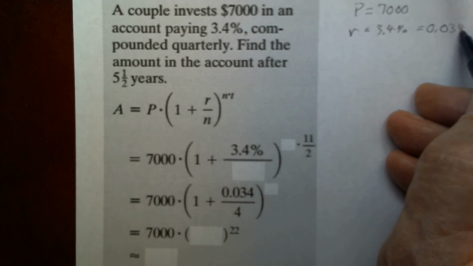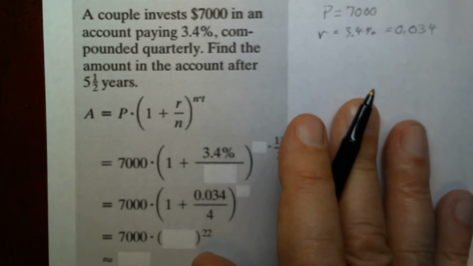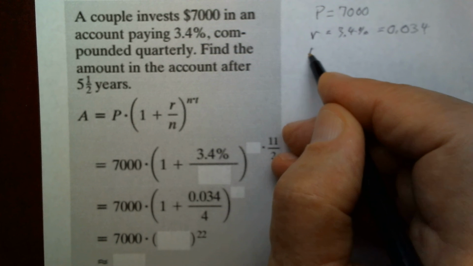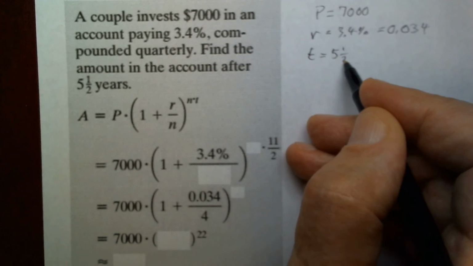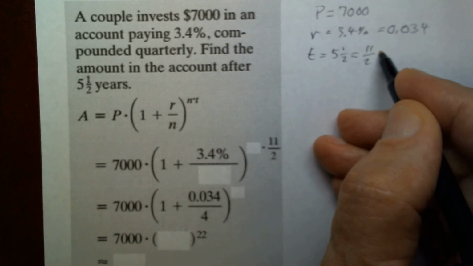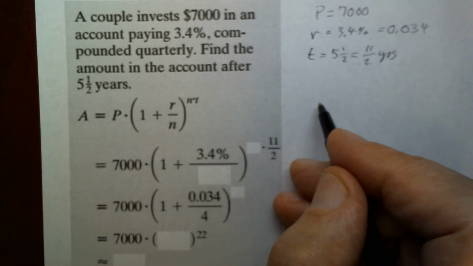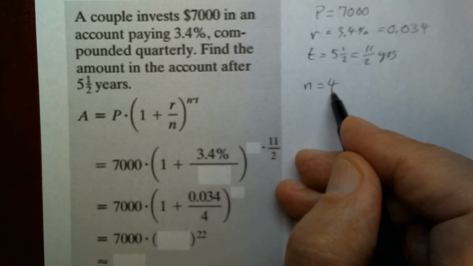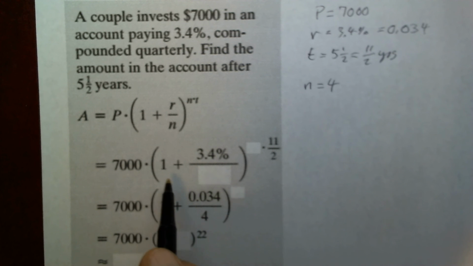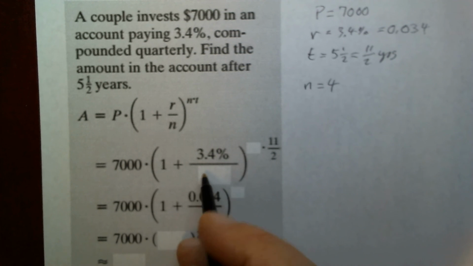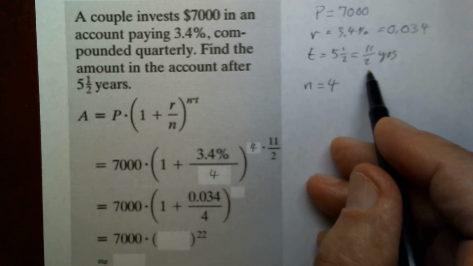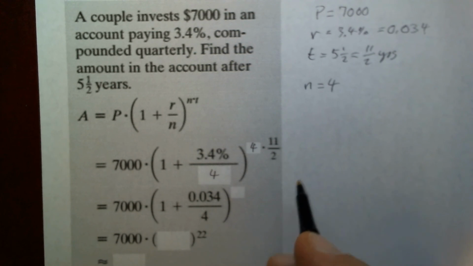or 0.034. And t is equal to 5.5 years. And n, since it's compounded quarterly, means n equals 4. So then, filling in the blanks, 3.4% divided by 4, and then n times t would be 4 times 11 divided by 2, since t is equal to 11 divided by 2 years, 5.5 years.